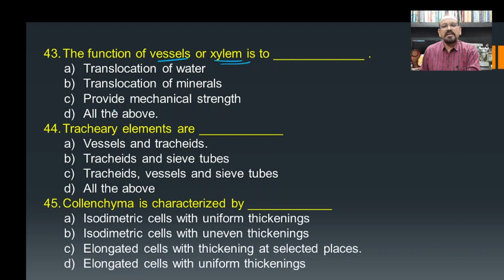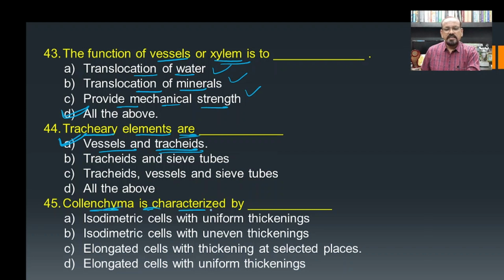The function of vessels or xylem is to? Earlier we have seen that xylem is involved in the transport of water and minerals, and because of the sclerenchymatous nature of the cells of the xylem, it is involved in providing mechanical strength or support. So all these three statements, translocation of water, translocation of minerals and providing mechanical strength, are correct, and hence D, that is all the above, becomes the answer for this question. Then tracheary elements: the vessels and tracheids are together considered as the tracheary elements, and hence A will be the answer.